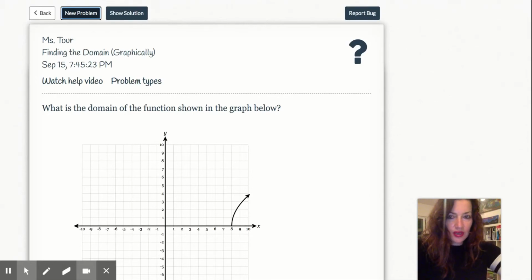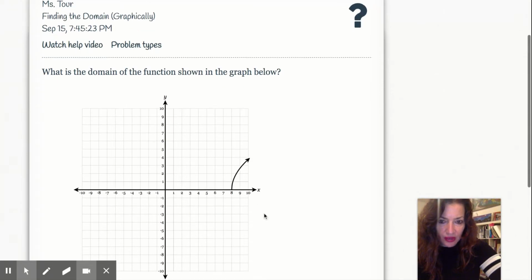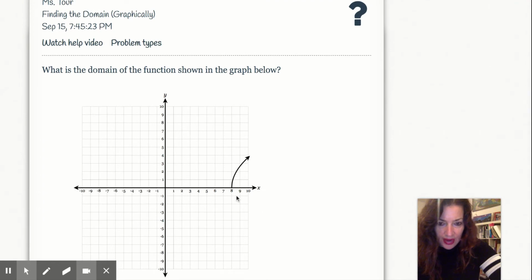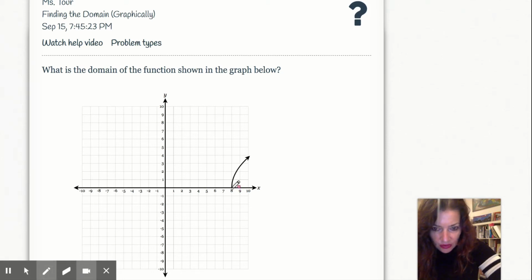Hi, in this video we're going to continue with writing domain and range graphically. So let's take a look at this graph here on the right. If we look at our domain, remember it's always left to right, and we are looking at all our possible inputs, which are x values. We can see that there is nothing left of 8, and the domain is starting basically at this point 8. And then it is extending to the right.